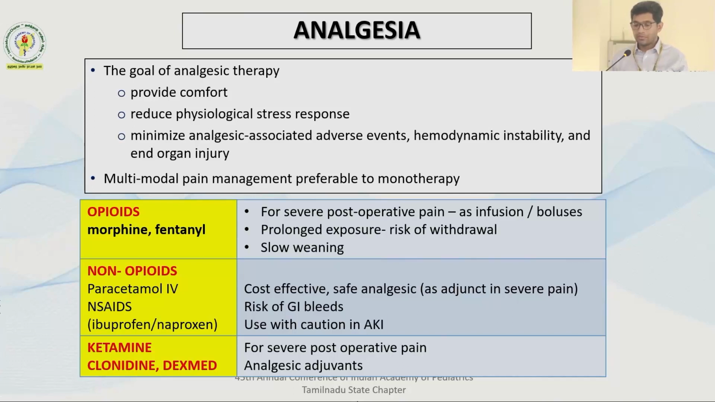For short-term use, they are wonderful drugs, but with prolonged usage, they come with their own side effects. Non-opioids like paracetamol and NSAIDs can be used as adjuncts, but they may not work alone. Clonidine and dexmedetomidine, though they are not analgesics per se, are commonly used as part of a multi-drug protocol.